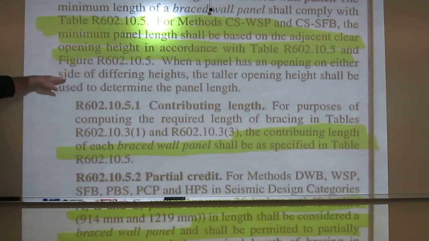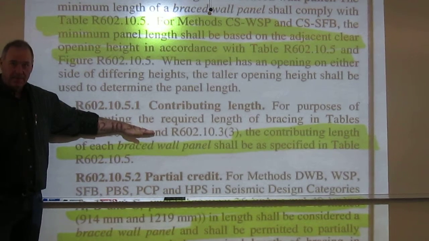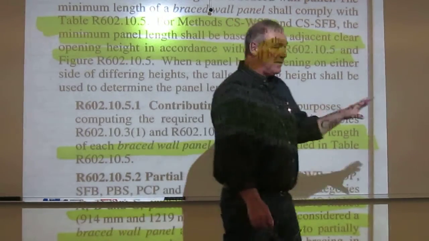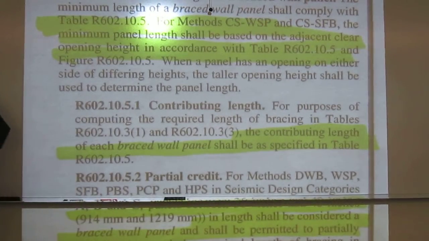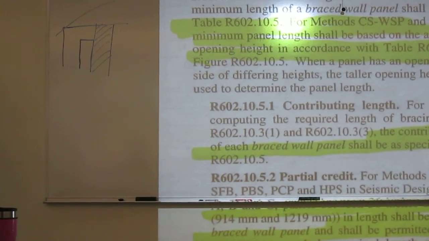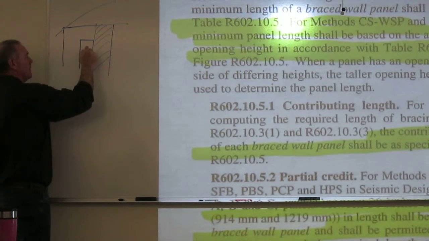When the panel has an opening on either side of differing height, the taller opening height shall be used to determine the panel length. And then basically it says you go to this table and get the contribution. What it's going to say is I've got a shear panel next to a door. Let me just draw you a quick sketch. So I've got a house, and I've got a door sitting right here. Now I'm going to put a shear panel right here. If I do it right there, then I have an area right here where this is all open.